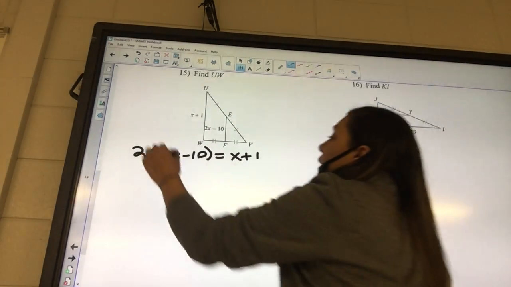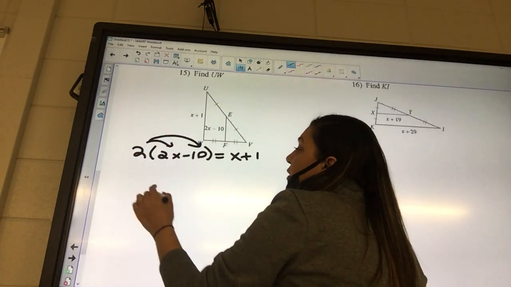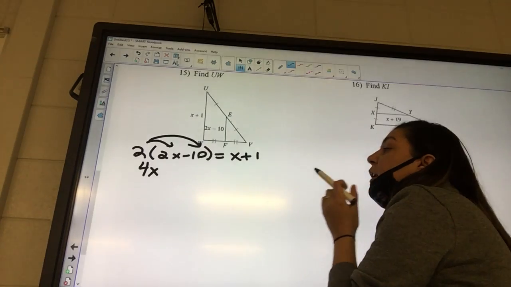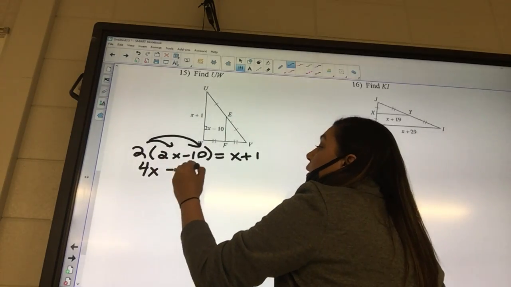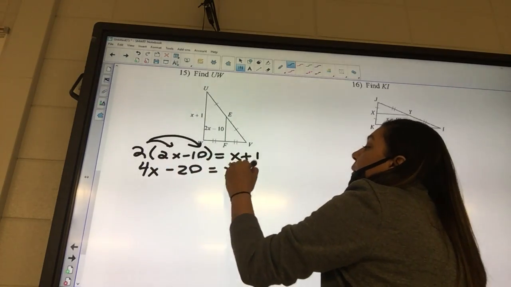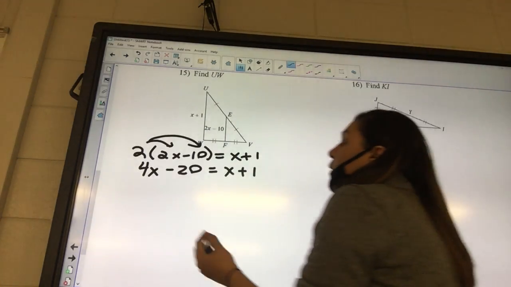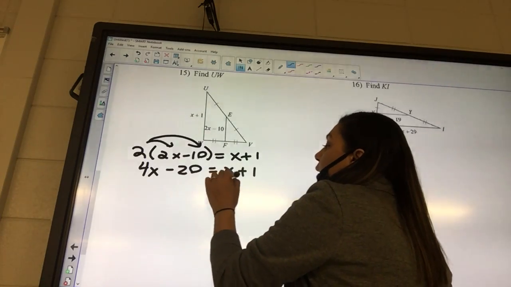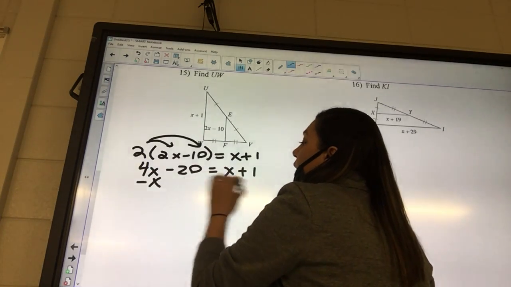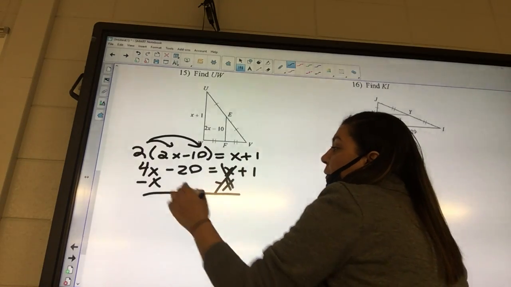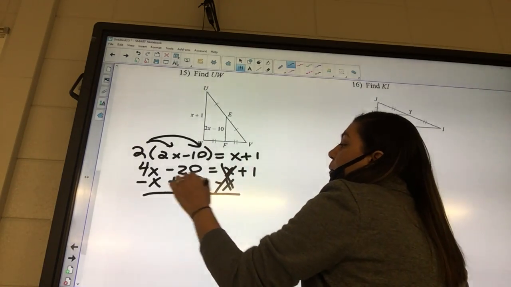Okay, so when we distribute, I got 2 times 2x, 4x, and then 2 times negative 10 is negative 20. Okay, and now what would my step be? Letters left, numbers right. So I'm gonna say minus x on both sides. And then I also gotta move a negative 20, so I'm gonna say plus it.